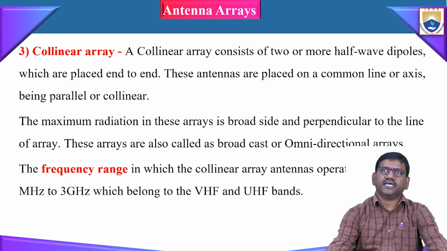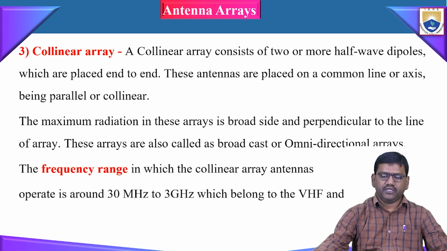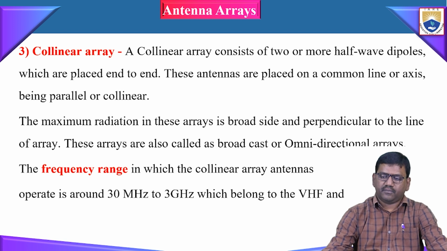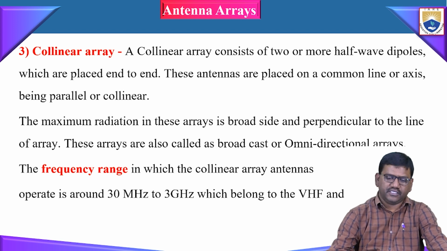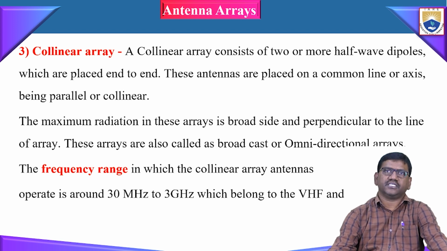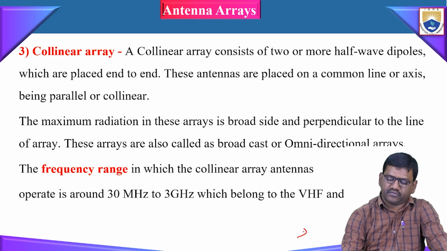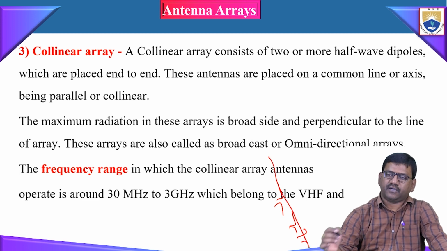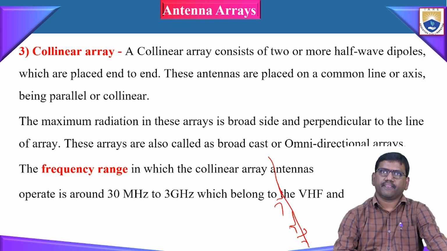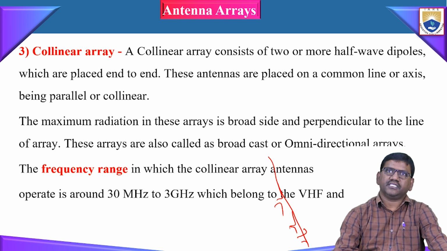Collinear array. The collinear array consists of two or more half-wave dipoles which are placed end to end. So these antennas are placed on a common line or axis, being parallel to each other. Collinear is nothing but one over the other. We are going to place the antennas one over the other. These are stacked one over the other on one common line. This is an axis. All the elements are arranged in collinear fashion.